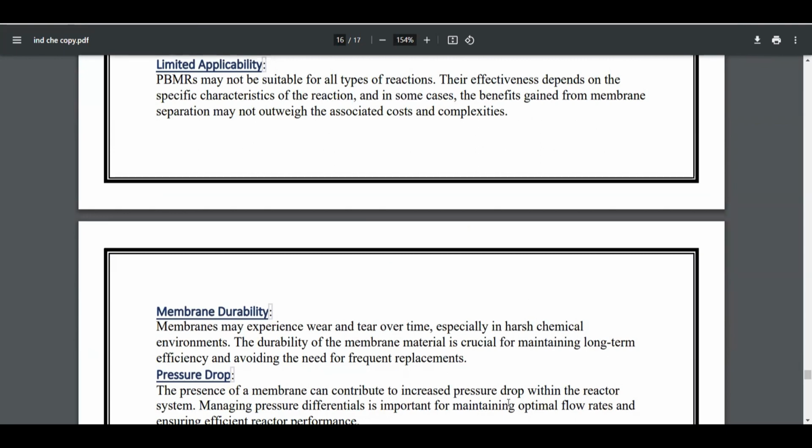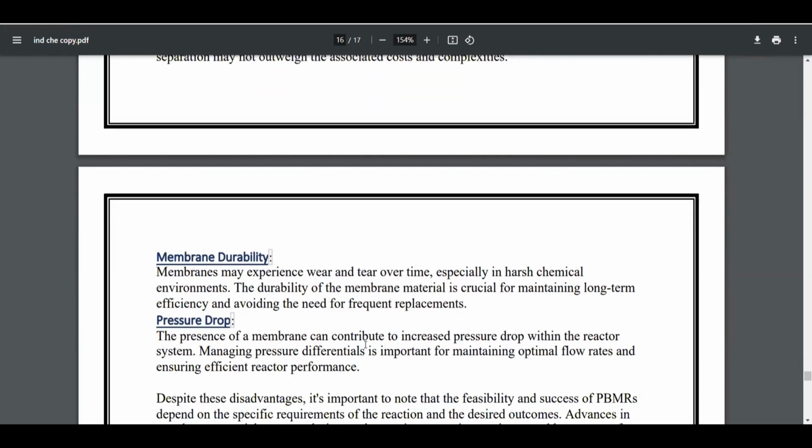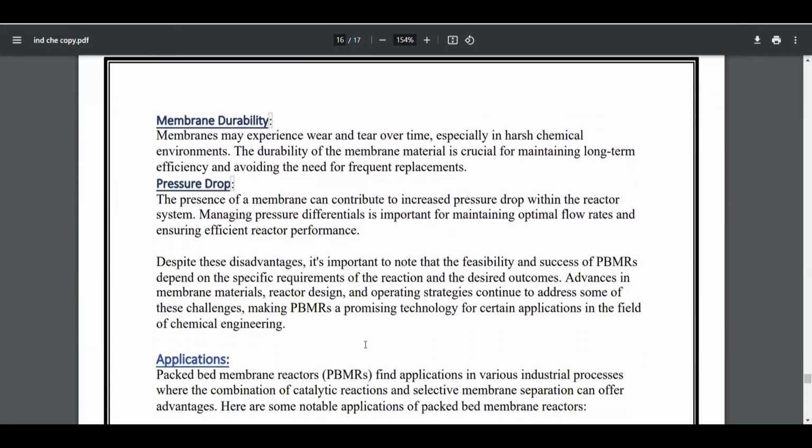Membranes may experience wear and tear over time, especially in harsh chemical environments. So the durability of the membrane material is crucial for maintaining long-term efficiency and avoiding the need for frequent replacement. And also the major drawback of this reactor is the pressure drop. The presence of the membrane can contribute to an increased pressure drop within the reactor system. Managing the pressure differential is important for maintaining optimal flow rates and ensuring efficient reactor performance.